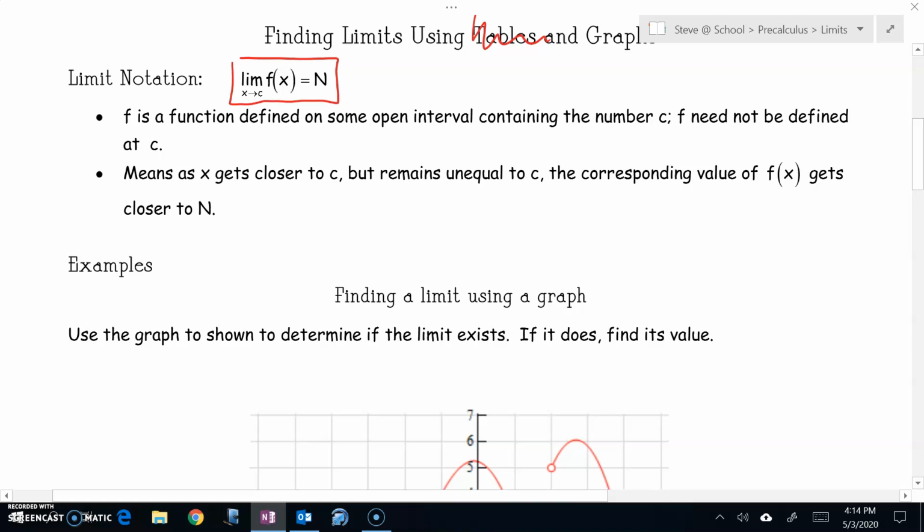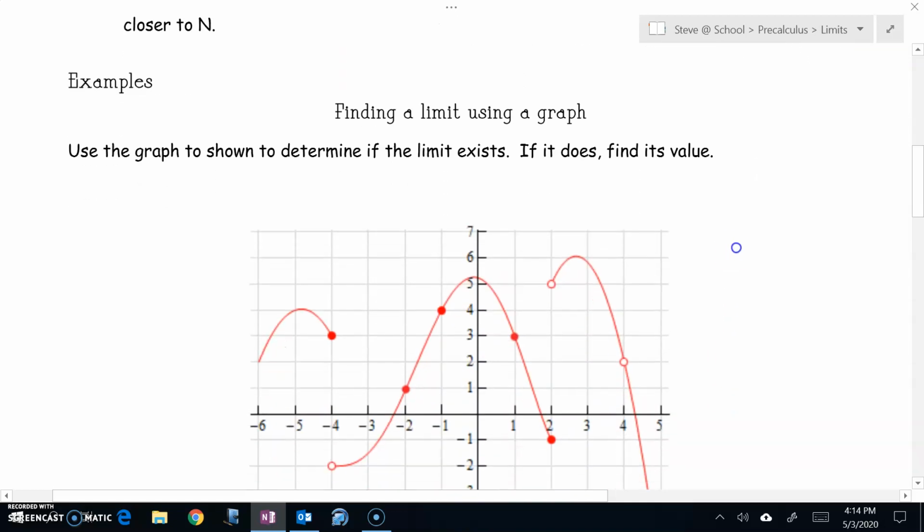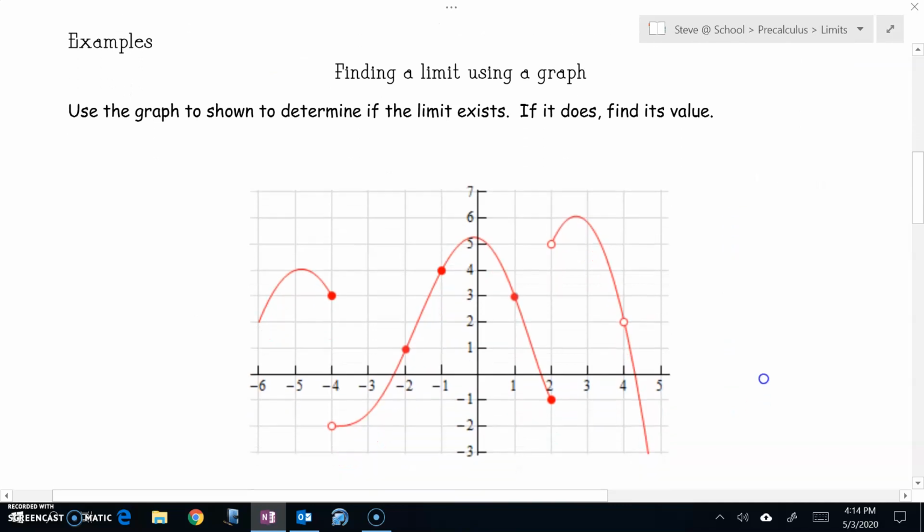Alright, so I know that sounds confusing definition wise. Don't worry about that too much. Let's just look at how that works with a graph. Use the graph shown, there should be not a 2 there, to determine if the limit exists. If it does, find its value. So let's look at number 1.